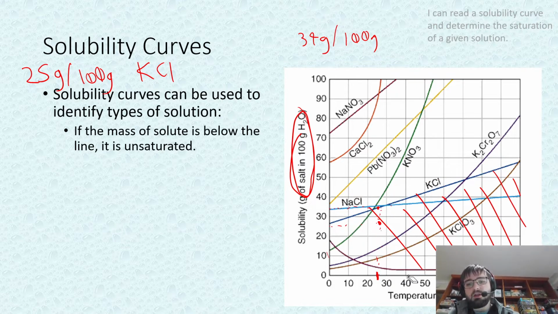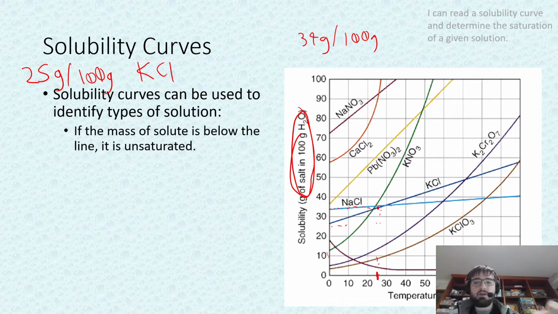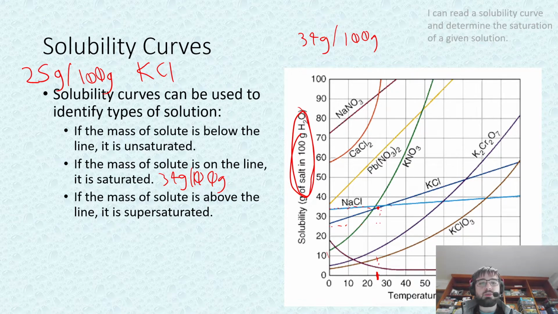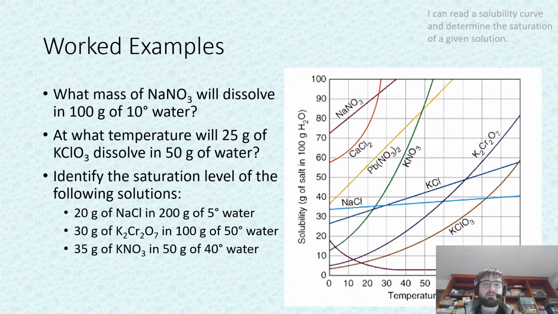If it's on the line, it's going to be saturated. So if we have exactly 34 grams per 100 grams of water, then it's going to be saturated. And you can probably guess what it is if it's over the line. If it's over the line, it's supersaturated. So say if we had 40 grams per 100 grams, so 40 at 25 degrees, it's above our potassium chloride line. So therefore, we'd say it's supersaturated.